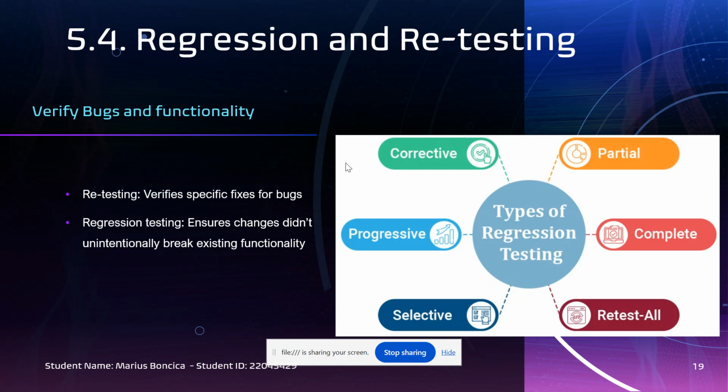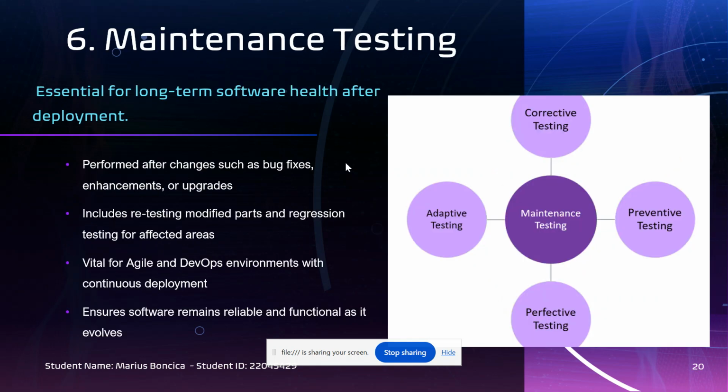Regression and retesting verify the bugs and functionality. Retesting verifies specific fixes for bugs, while regression testing ensures changes didn't unintentionally break existing functionality. The types of regression testing are selective, progressive, corrective, partial, complete, or retest all.